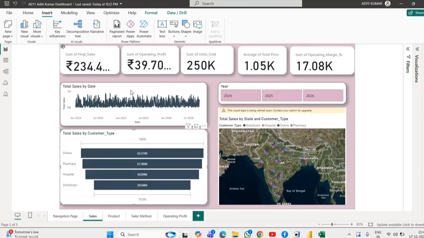So the KPI cards provide instant business health indicators and help in denoting the overall performance, and they compare the KPI trends by time. So I can easily check by the different slices what particular sales or what particular sum of operating profit was in that particular year. It also helps leadership quickly access the performance status.